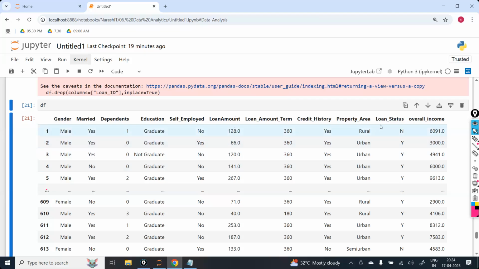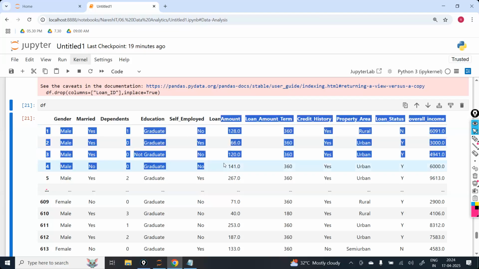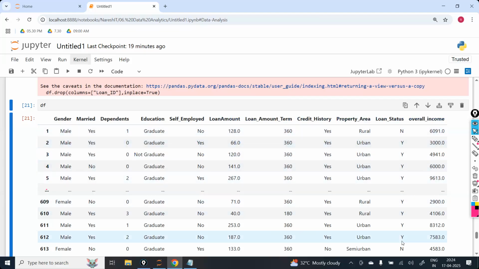Now, how to check the loan amount to loan status? This is a continuous variable. This is a discrete variable. Now, in this case, what you are going to do is group by. So when one continuous, one discrete is there, you have to apply group by. When two discretes are there, you have to apply the crosstab. Okay, is the point clear?